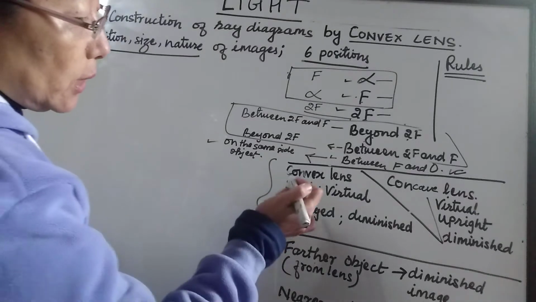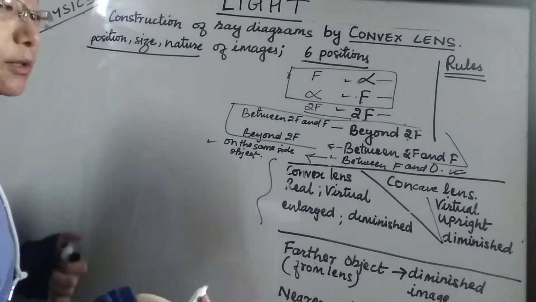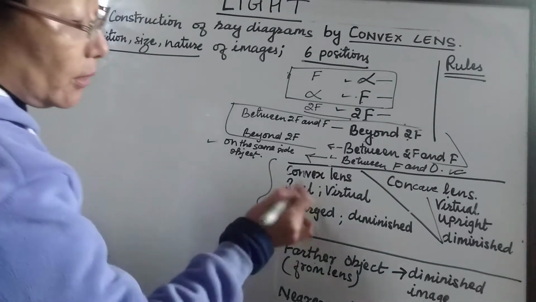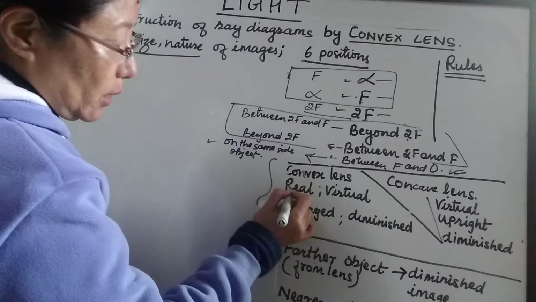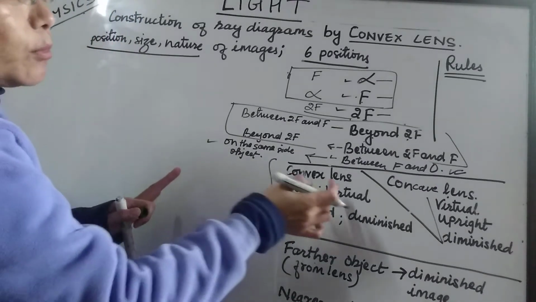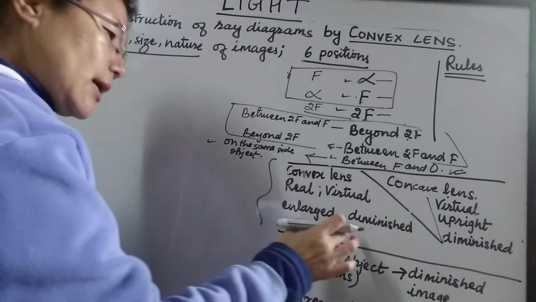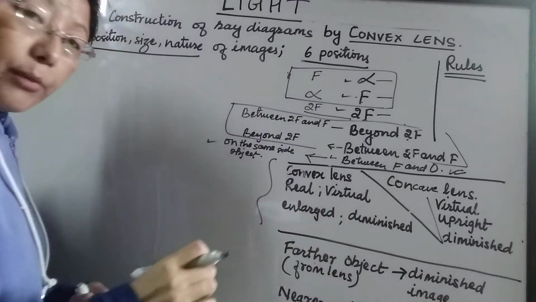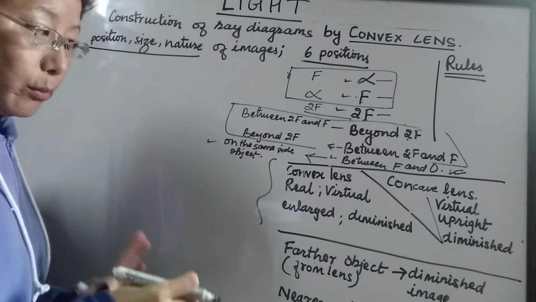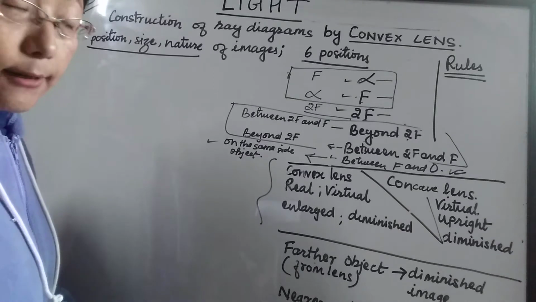Before that, you will see the nature of the images. We'll talk about nature a little bit. The images formed by a convex lens will be real as well as virtual. Real means the image forms on the other side of the lens; virtual is on the same side of the lens. It will be enlarged as well as diminished. Enlarged means bigger, diminished means smaller. It will be bigger as well as smaller depending on the position of the object, right?